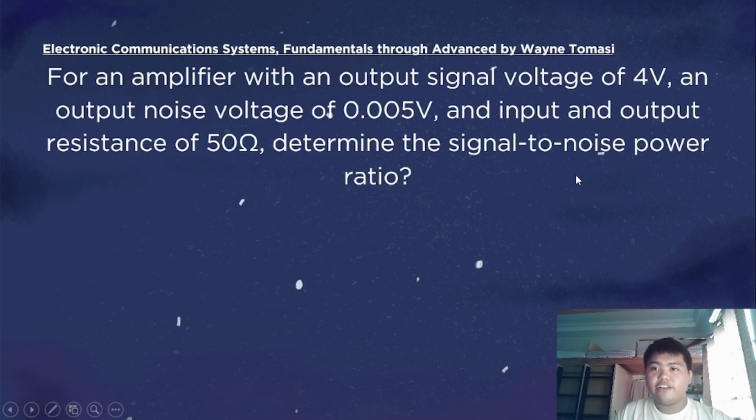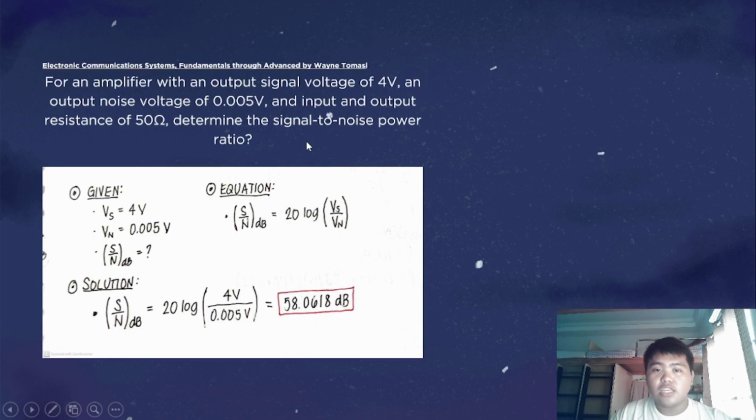Another question, not from Fajardo, but rather a question from a book by Wayne Tomasi. So the question is, for an amplifier with an output signal voltage of 4 volts, an output noise voltage of 0.005, and an input resistance of 50 ohms, determine the signal to noise power ratio. So since we have the given output signal voltage and the output noise voltage, then we need to just find the signal to noise power ratio in terms of decibel.